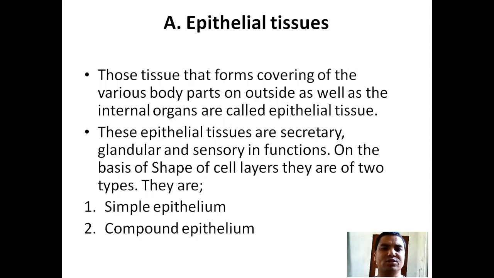Epithelial tissues are those tissues which cover the outer part of an organ or the inner part of an organ, and they are secretory, glandular, and sensory in function. On the basis of the shape of cell layers, there are two types of epithelial tissue. They are simple epithelium and compound epithelium.